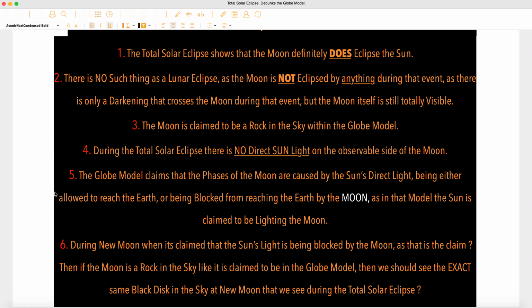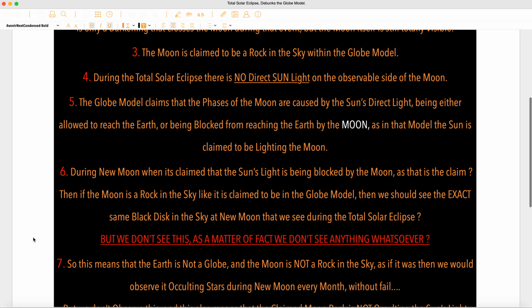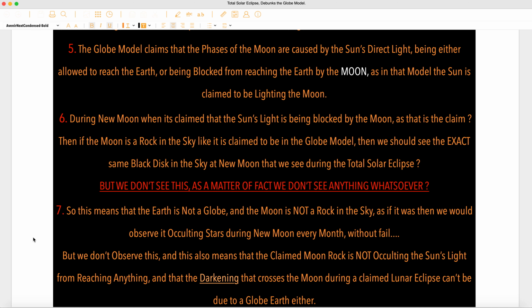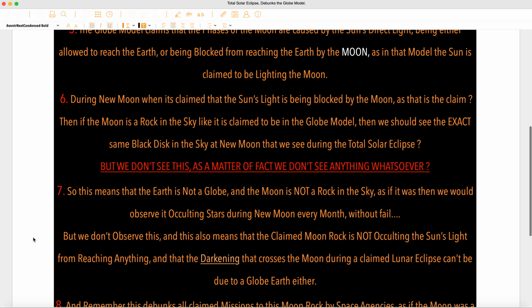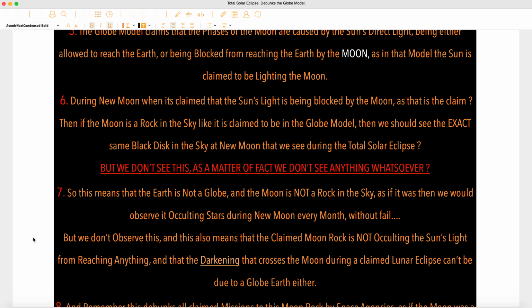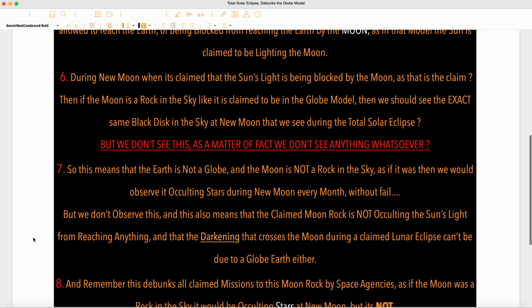Five: the globe model claims that the phases of the moon are caused by the sun's direct light being either allowed to reach the Earth or being blocked from reaching the Earth by the moon, as in that model the sun is claimed to be lighting the moon. Right? Six: during new moon, when it's claimed that the sun's light is being blocked by the moon, then if the moon is a rock in the sky, like it is claimed to be in the globe model, we should see the exact same black disk in the sky at new moon that we see during the total solar eclipse. But we don't see this. As a matter of fact, we don't see anything whatsoever.